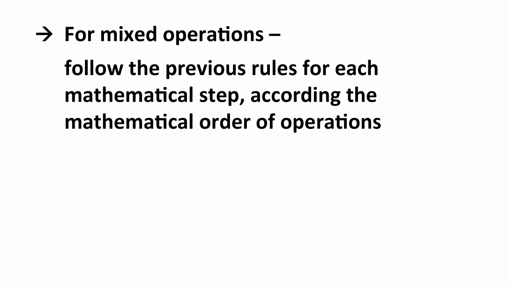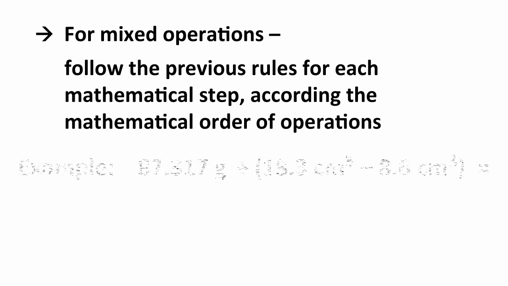Okay, now what happens if we have mixed operations? We have an addition and/or a subtraction and/or a division and/or a multiplication all jumbled together in the calculation that we do. Well, for mixed operations, we follow the rules we just learned: the multiplication division rule, the addition subtraction rule, and then we combine those according to the mathematical order of operations. So, parentheses first, multiplying and dividing before adding and subtracting, those sorts of things.